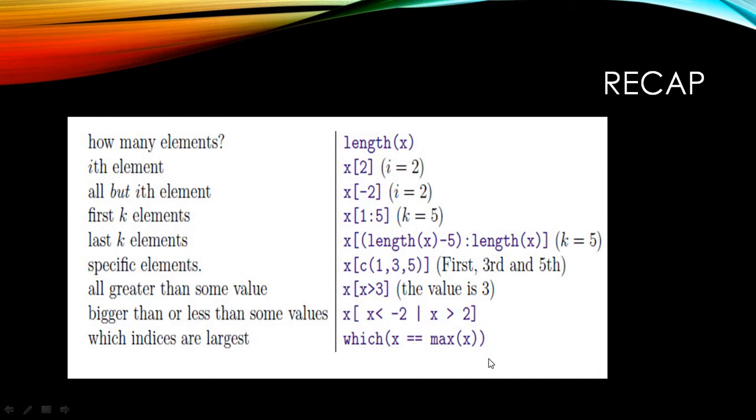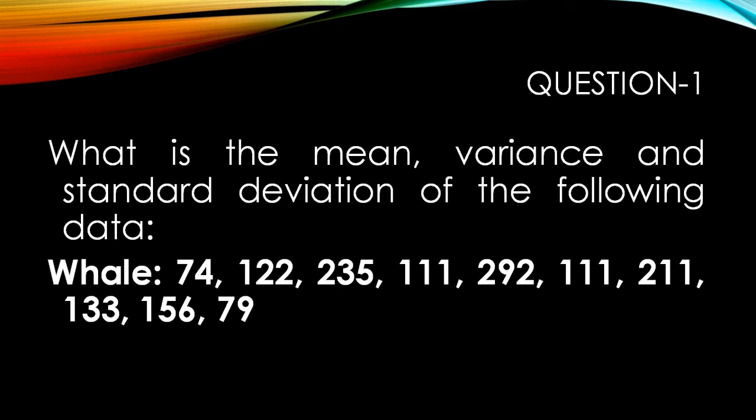So these are some commands that we'll require while solving some problems, in addition to the commands that we learned in the previous lecture. Let's get into the problems. Okay, this is the first question. What is the mean, variance and standard deviation of the following data? I have a vector or a variable called val, and these are the values, and I need to find the mean, variance and standard deviation of the following data. So let's get into our R software and try to solve this problem.